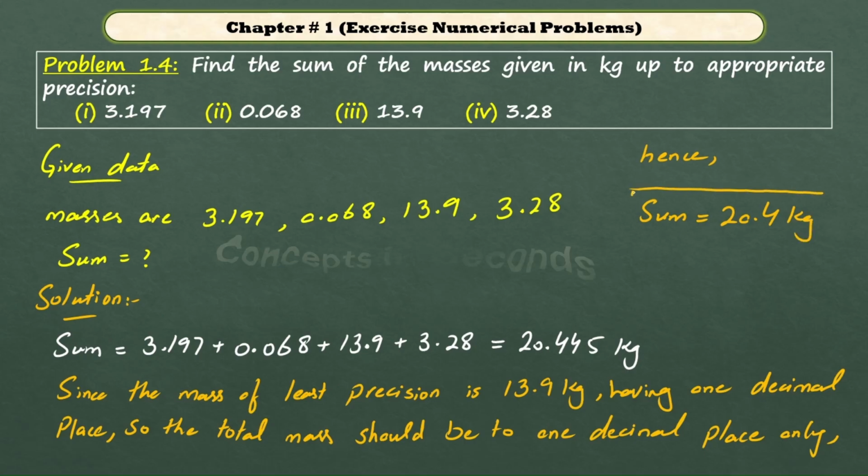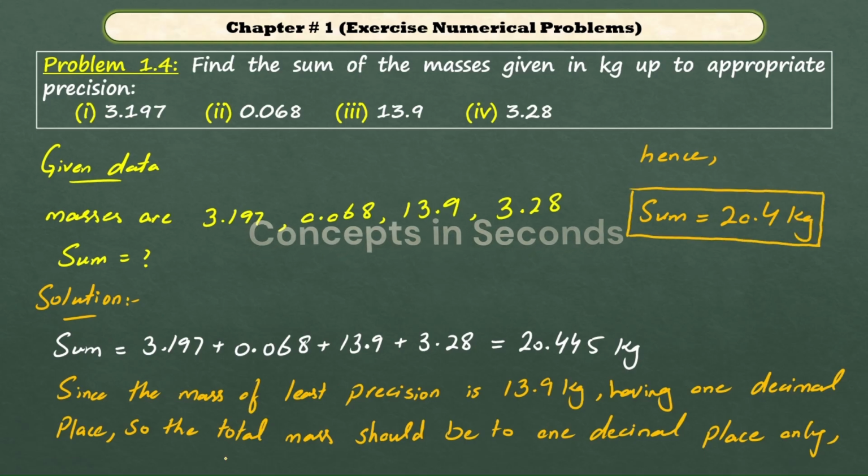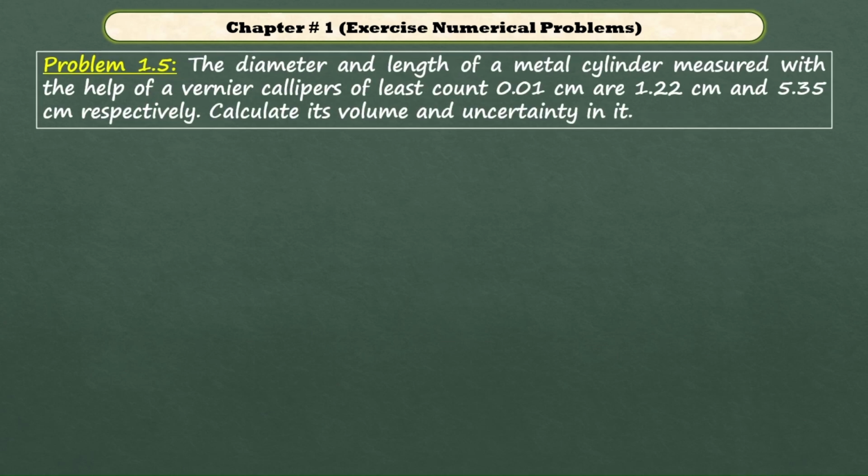This is the right answer. Numerical number 1.5. The diameter and length of a metal cylinder measured with the help of a vernier caliper of least count 0.01 cm are 1.22 centimeter and 5.35 centimeter respectively.